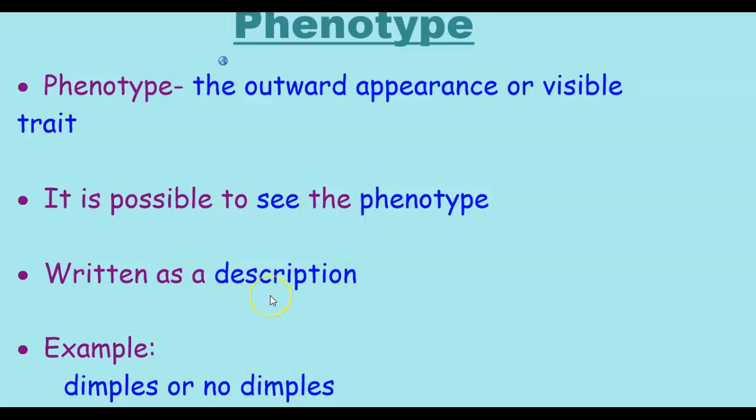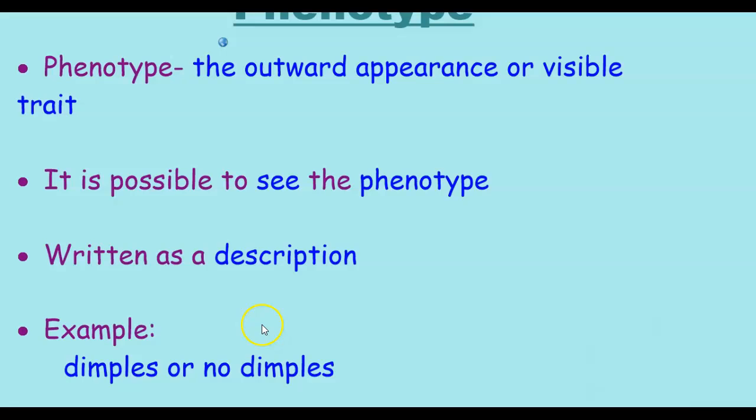Phenotypes are written as descriptions. So let's pick a trait like dimples. When you smile, some people have dimples, which are like little dents in your cheeks. I'm trying to do it. I can't see. This camera's not that great. So you might have dimples. If you do, you have that as a trait, and that's the phenotype, dimples or not.